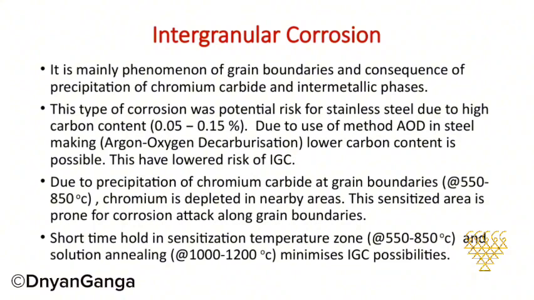To prevent this, it's important to minimize the time the steel spends in the sensitization temperature zone, or to perform solution annealing at higher temperatures between 1000 and 1200 degrees Celsius. Doing so helps dissolve the carbides and reduce the chances of intergranular corrosion developing. So overall, controlling the carbon content and heat treatment processes are key strategies in managing intergranular corrosion risks in stainless steel.